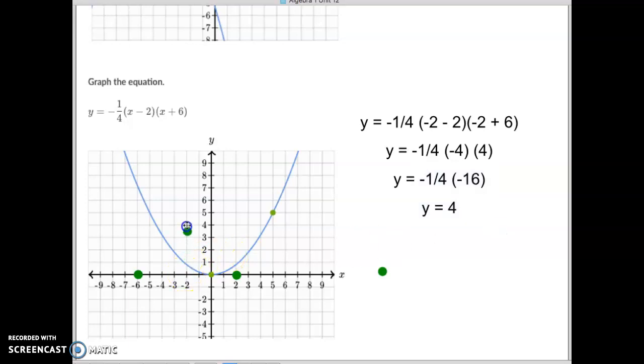This dot will be moved right up to here, and then I'm going to draw my blue lines in there, and it looks like that right there. That is how you do this one.